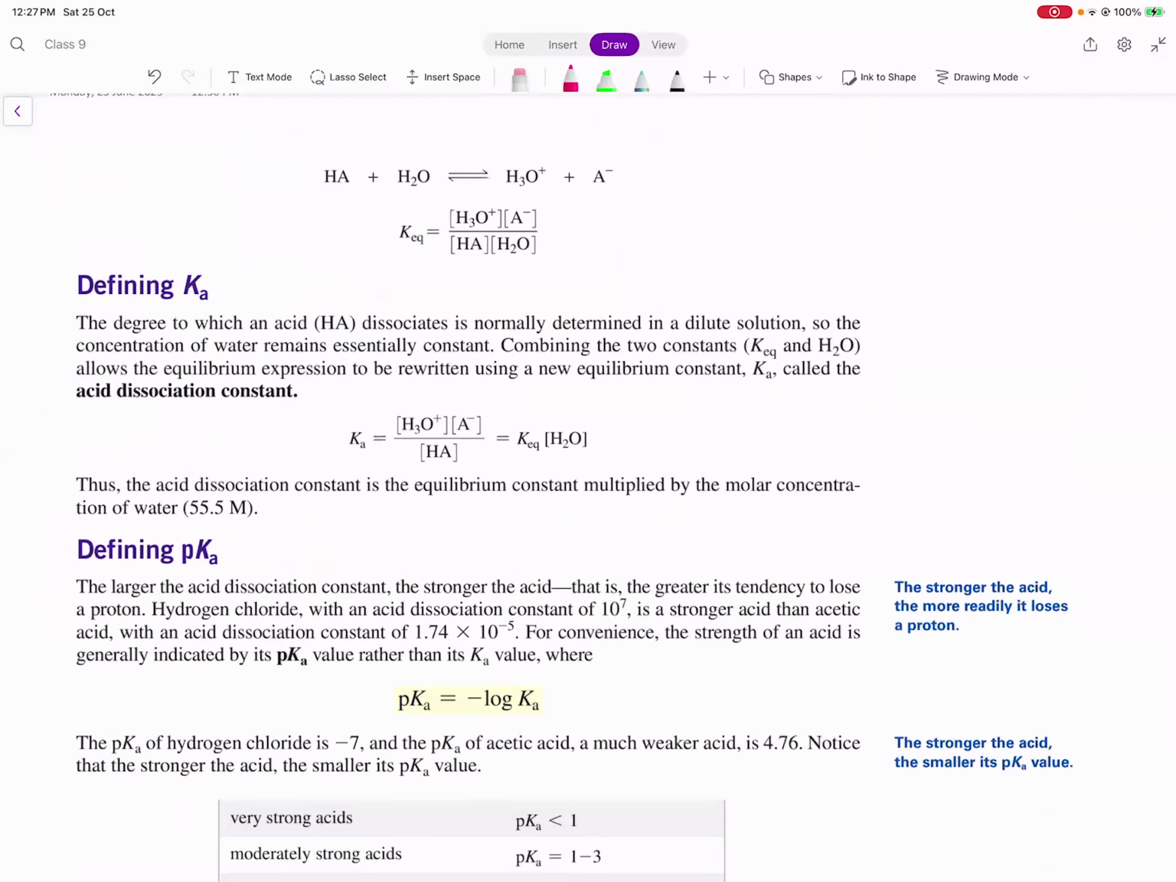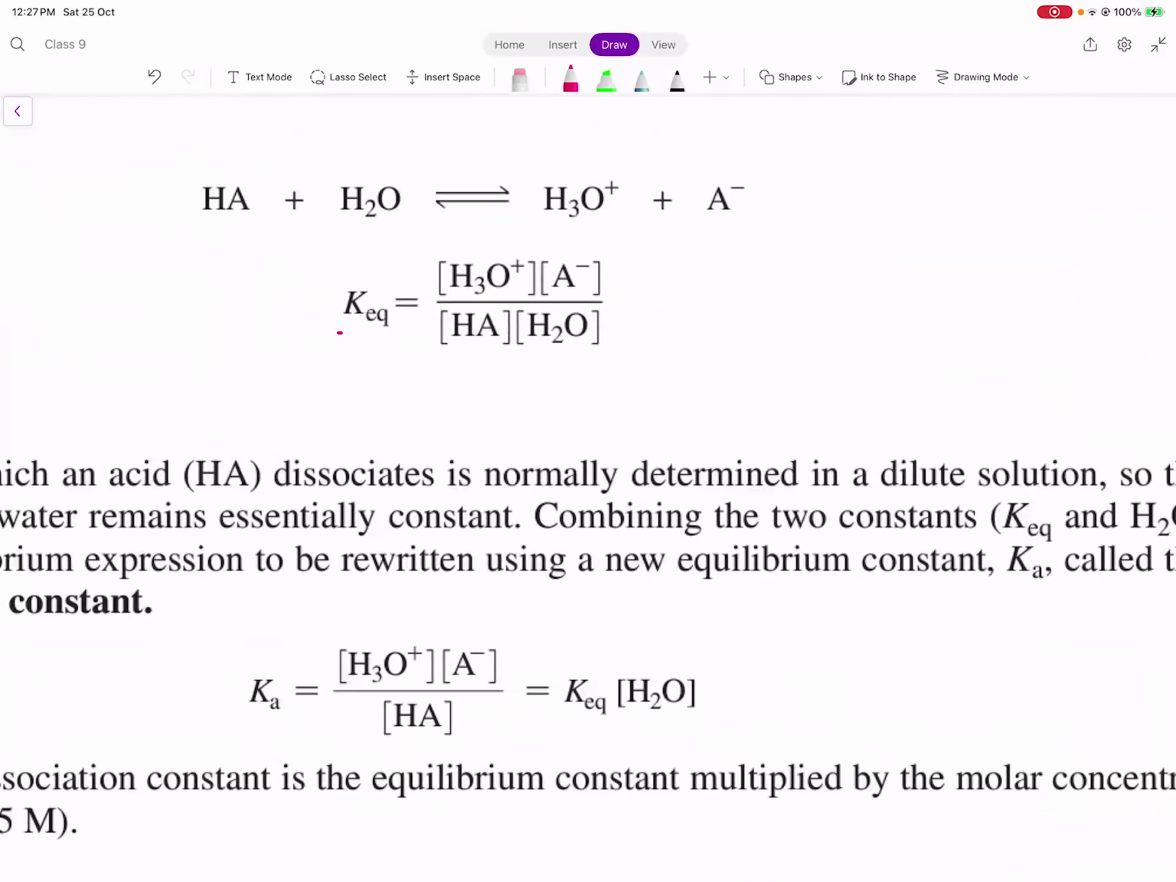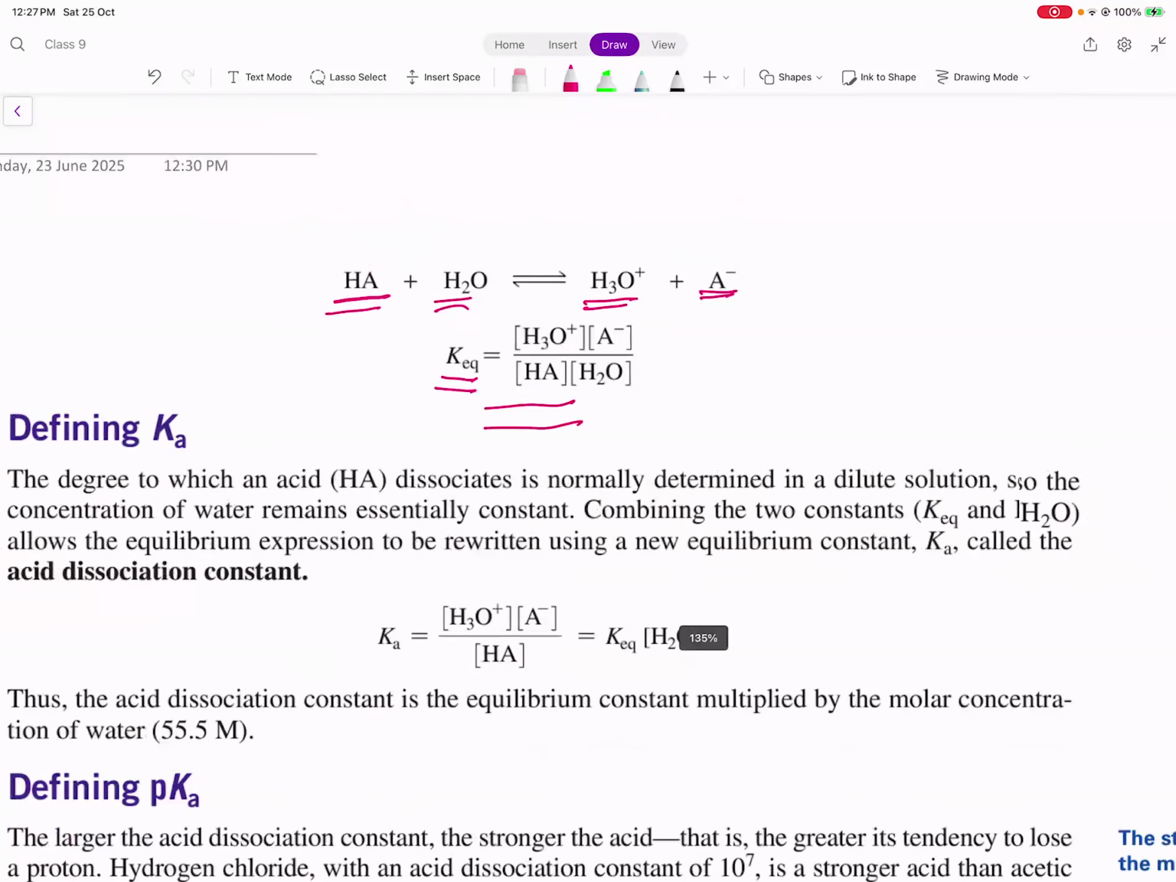So consider this reaction: HA + H2O goes to H3O+ + A-. See how we are writing K equilibrium, meaning the equilibrium constant. How do we write the equilibrium constant for this? First, in the numerator, we write the concentrations of H3O+ and A- and multiply them, divided by the concentration of HA and H2O. This is the equilibrium constant for this reaction.